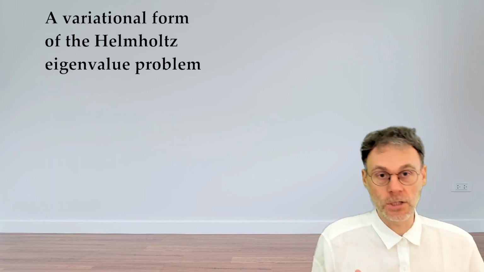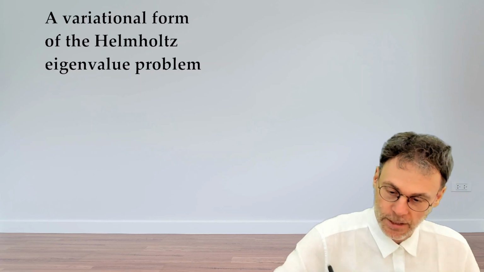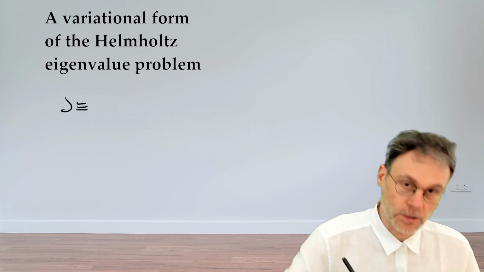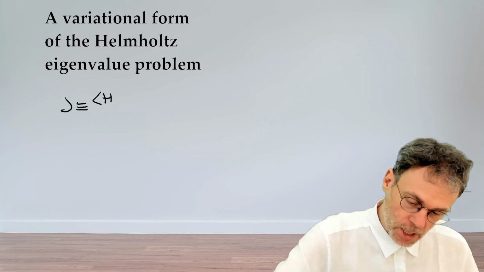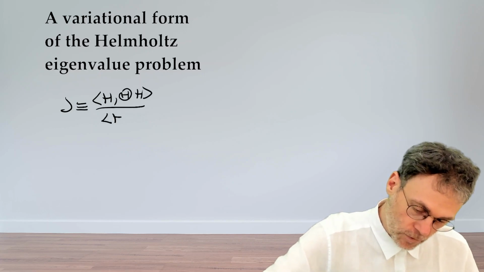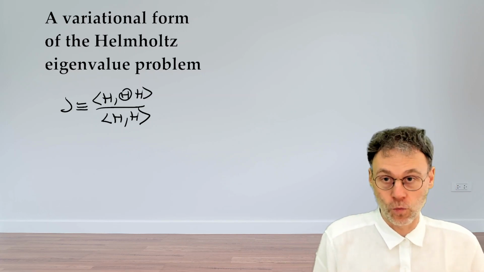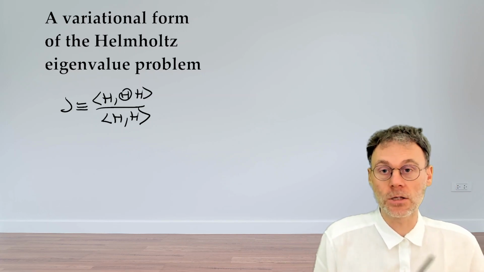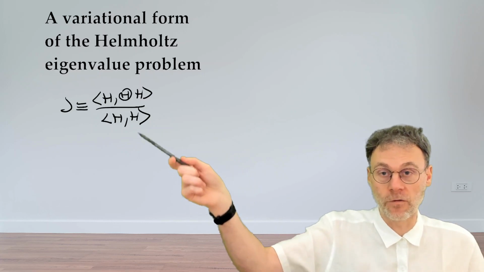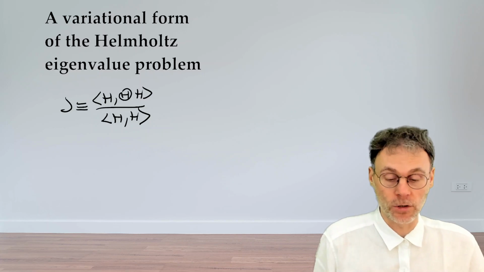What we're going to do is look at a certain variational form, and let's say the variational form has the following form. It's h with theta h divided by the scalar product of h with itself. And what we're going to deal with in this video is showing that this variational form is actually equivalent to the eigenvalue problem of the Helmholtz equation.